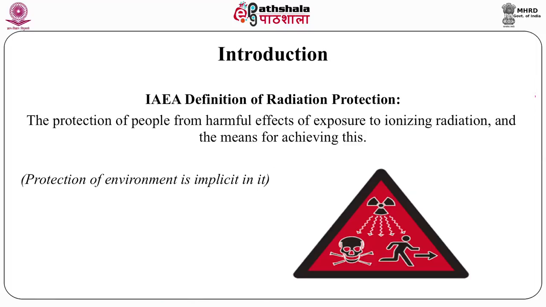How do you define protection? The International Atomic Energy Agency defines radiation protection as the protection of people from harmful effects of exposure to ionizing radiation, and the means for achieving this. And here, what is implicit is not only the protection of human beings, but also the protection of the environment.